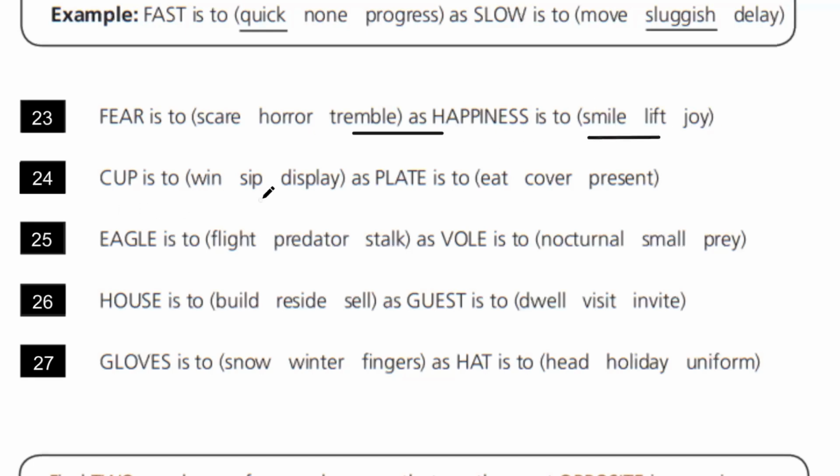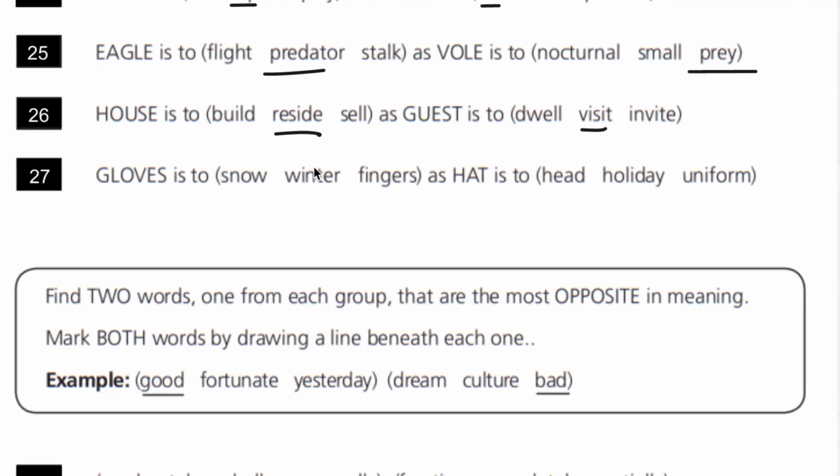24, cup is to what do? You sip. Plate is you eat. 25, what are these types of animals? They are predators. And then vole is the prey, the kind of things that are eaten. 26, a house, what do? A house is where you reside, and then the guest is the someone who just visits. Question 27, gloves is to the items of clothing they go on the fingers, and hat goes on the head.